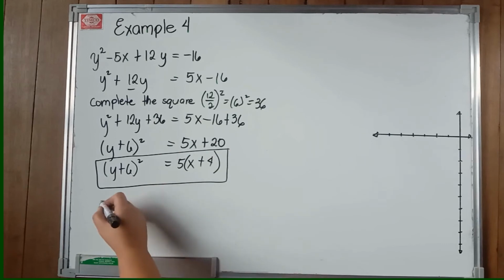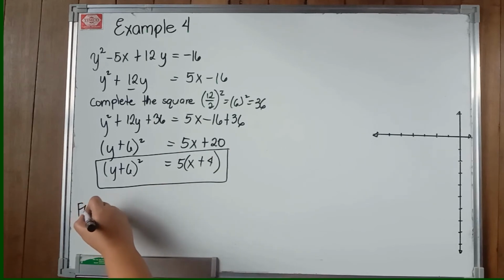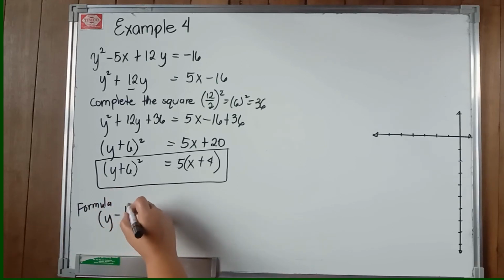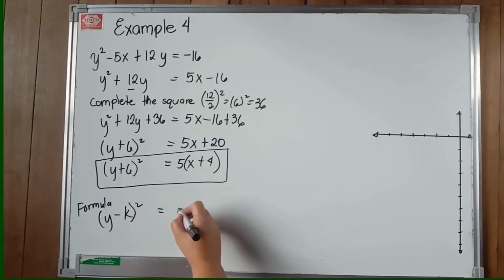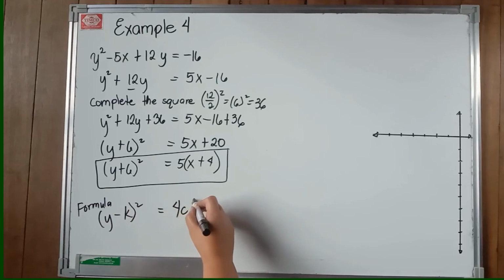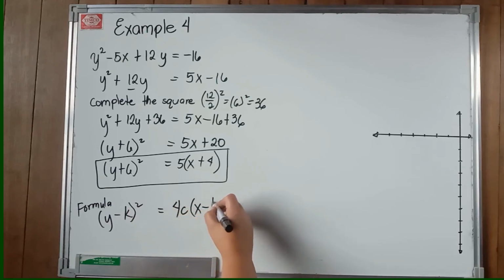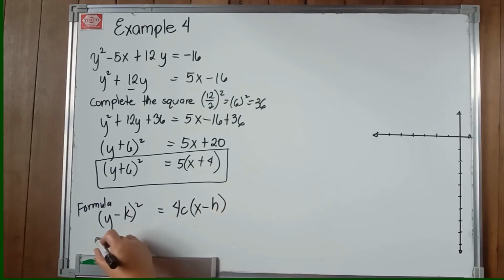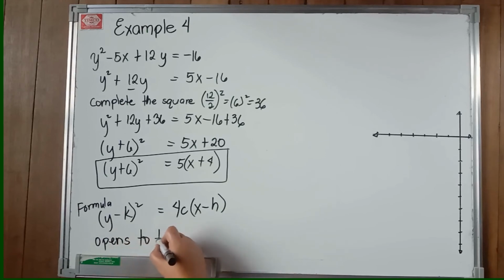So this can be familiar or can be associated with the formula (y minus k) squared equals 4c times the quantity (x minus h). And this means that our parabola opens to the right.